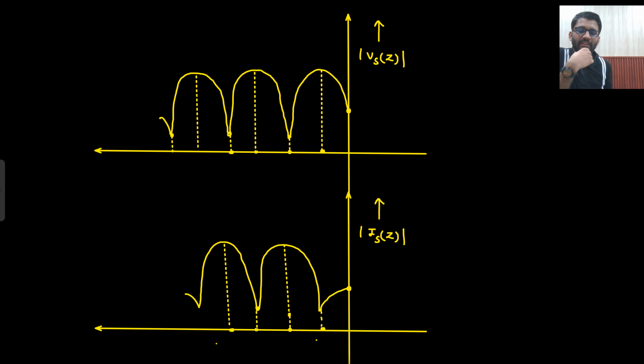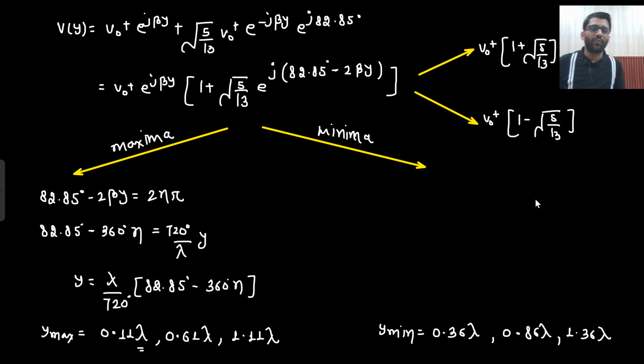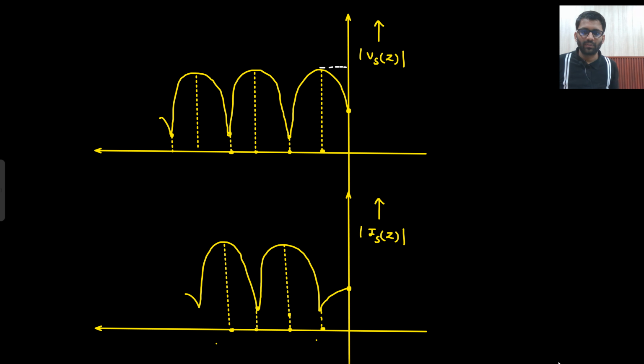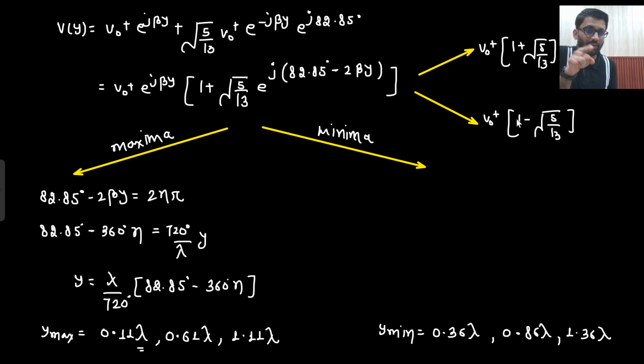So first your voltage maximum will occur. Here what is the value, I don't care, but here what is the value that I care about, which is equal to 1 plus under root 5 by 13. So let's calculate it. Under root 5 by 13 plus 1, that is 1.62. So this is your 1.62 V naught plus, and the minima value is not equal to 0. That is 1 minus under root 5 by 13.